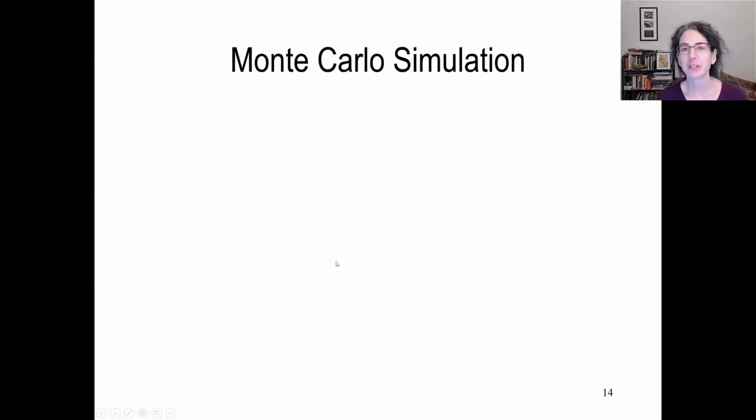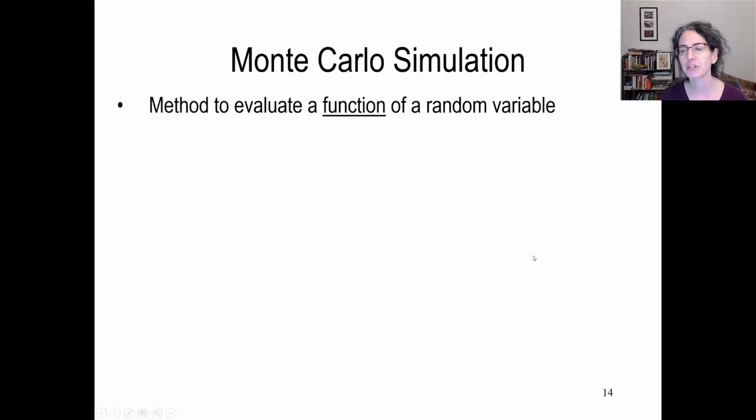So Monte Carlo simulation is named after the city of Monte Carlo. They do a lot of gambling there, and a lot of probability theory and examples revolve around gambling. There's a lot of money in it, and so there's a lot of interest. Monte Carlo methods are methods that use random numbers to evaluate questions and problems. There's a lot of uses for Monte Carlo simulation.